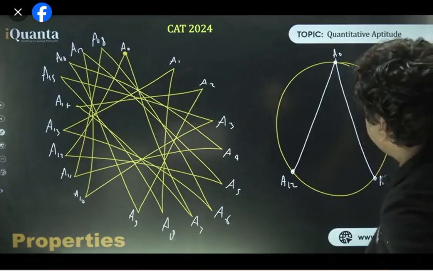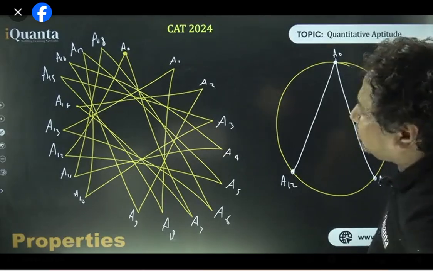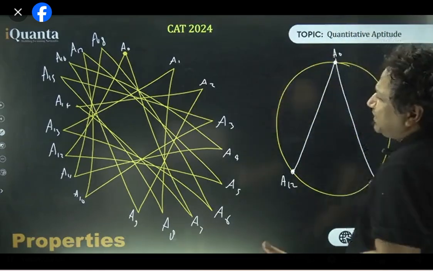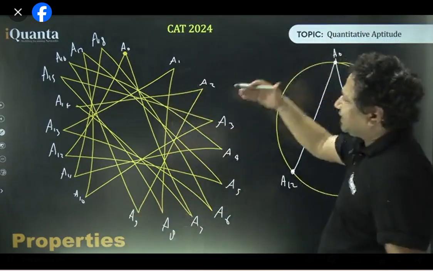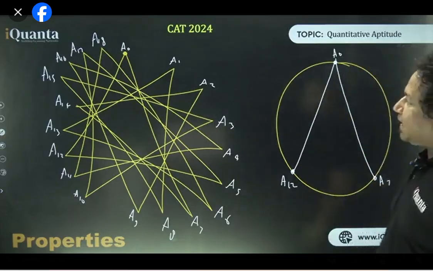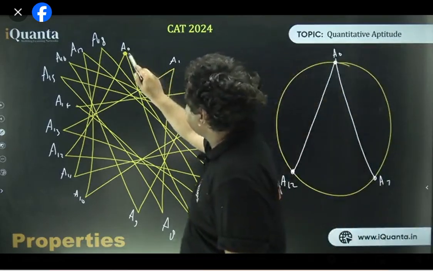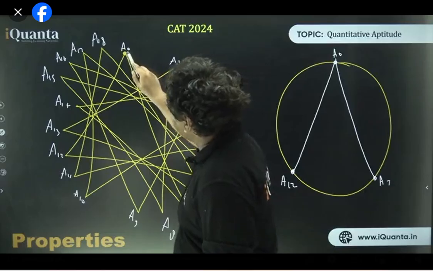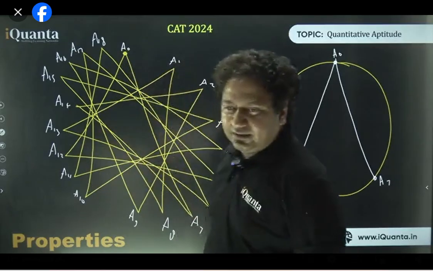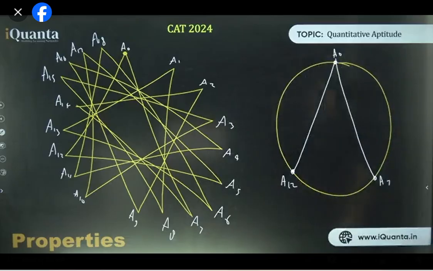I'll just repeat. I just took a point at random. I'm taking A0 for instance, because we started from A0. You can take A1, A2, whatever, depends on you. Now I'm looking at A0 getting connected by which 2 points. The 2 lines, one is going to A7, the other is going to A12. Is that right?